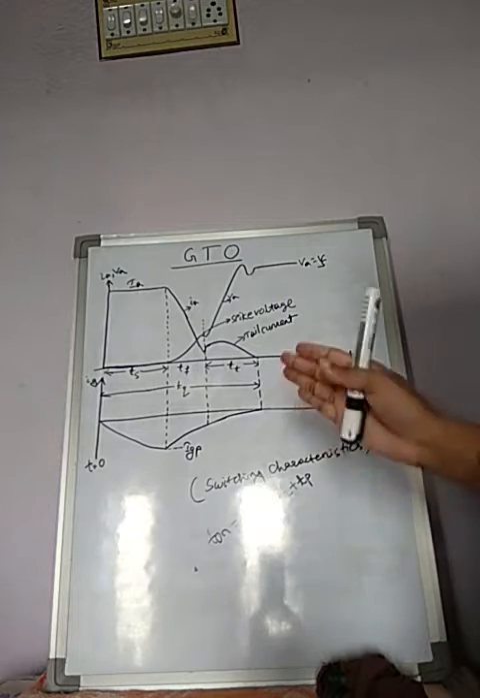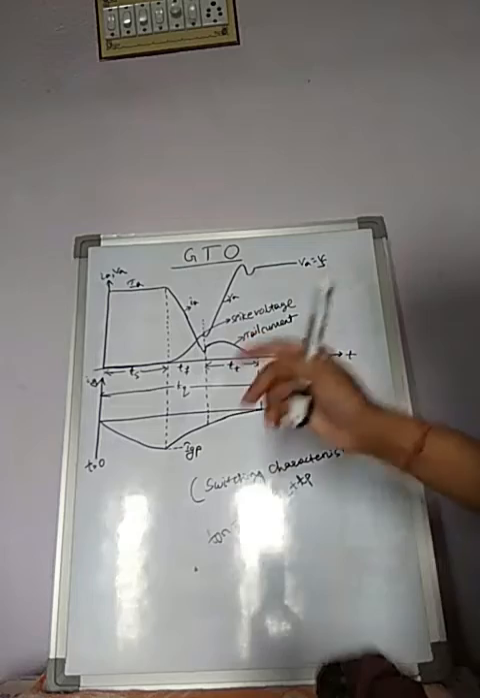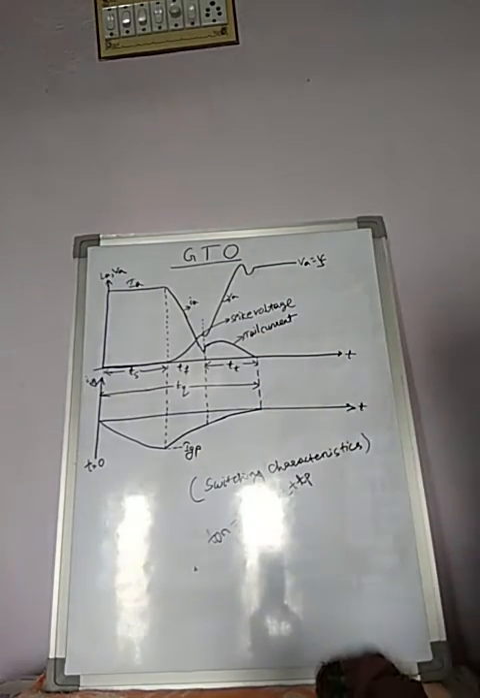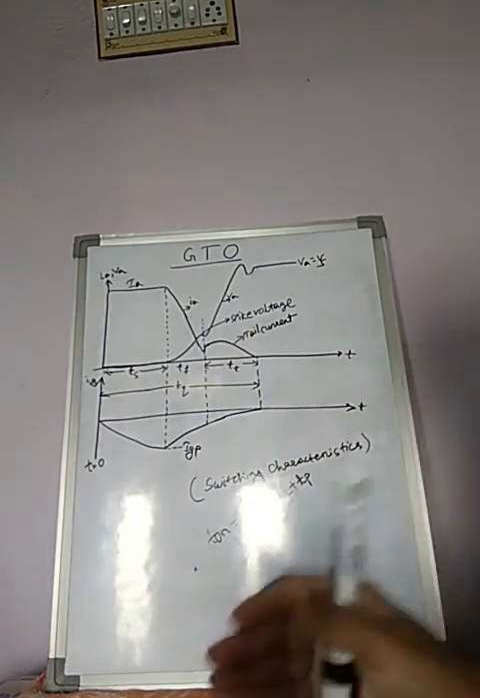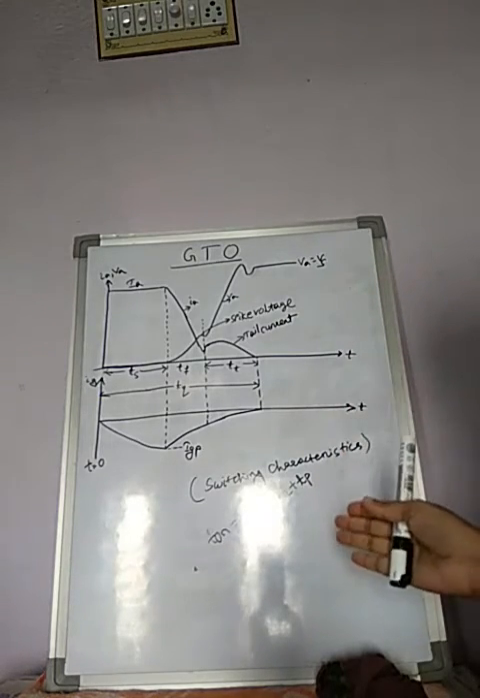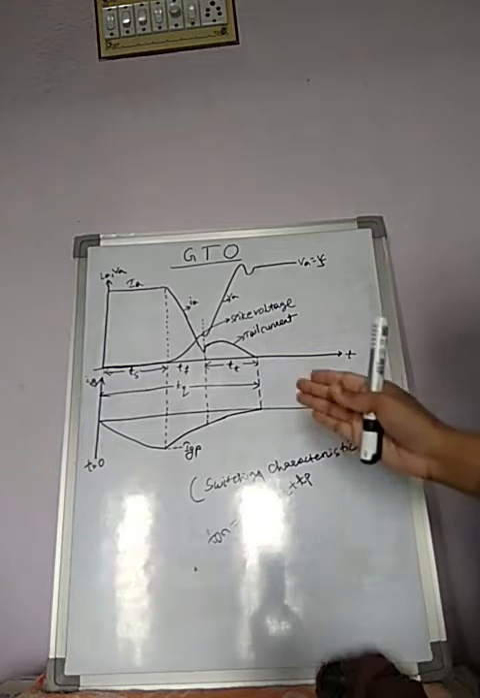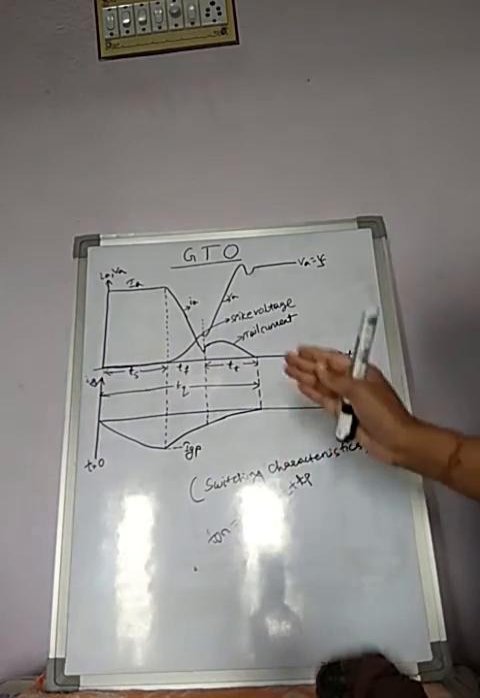The turn off characteristics of a GTO are different from SCR. How are they different from SCR? Because SCR will turn off by the commutation process or by the turn off circuitry, but in case of GTO it can be turned off by the negative gate signal. To initiate the turn off process, GTO carries a steady state IA current.